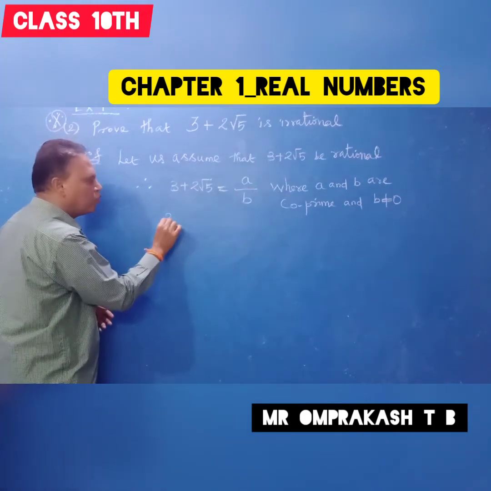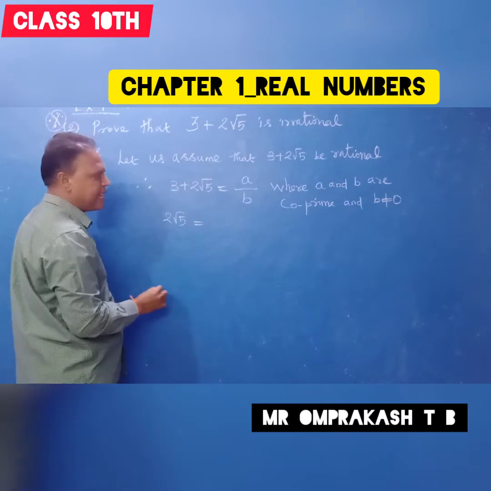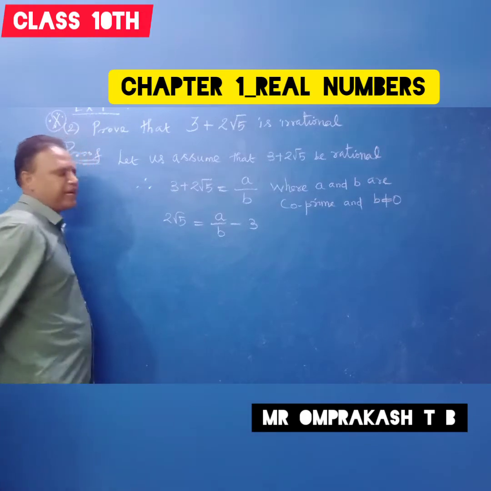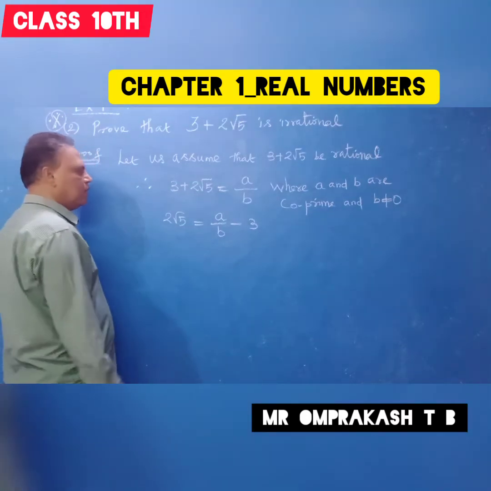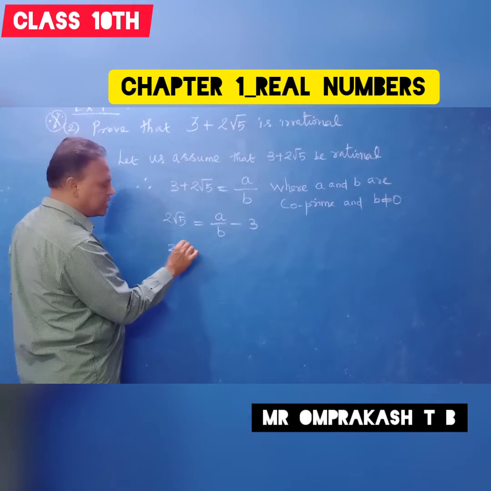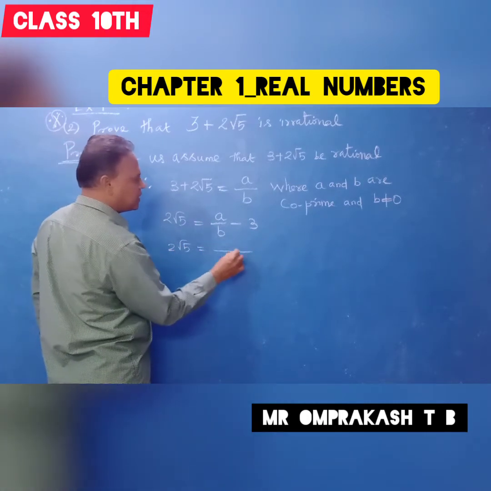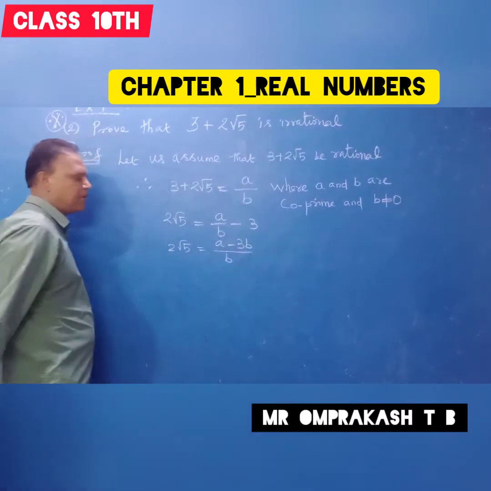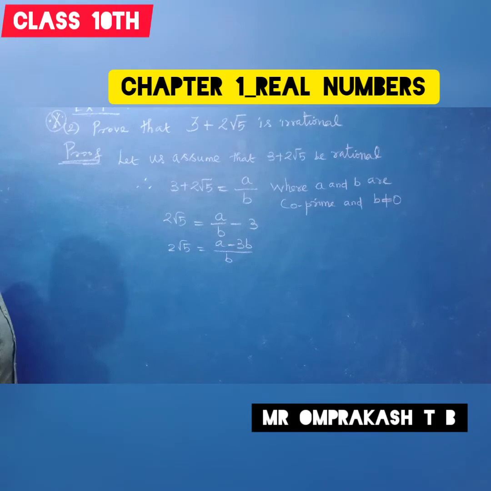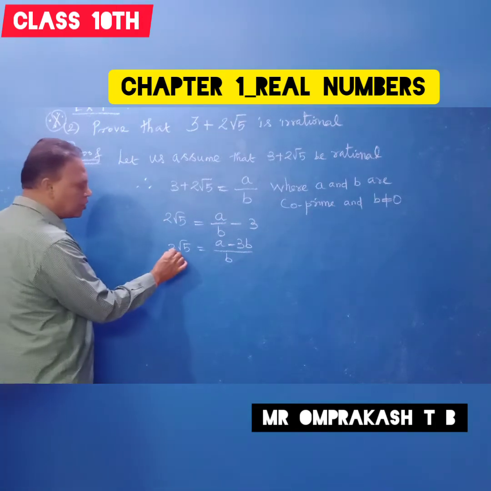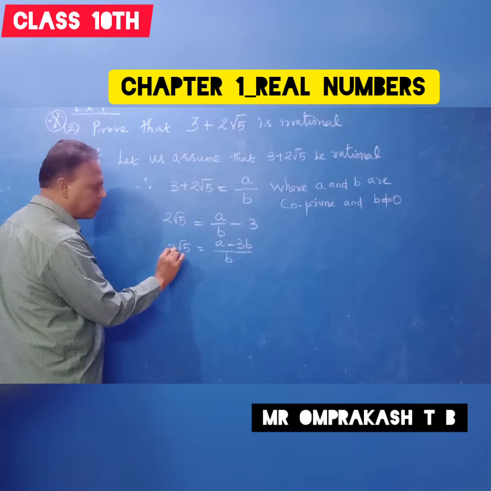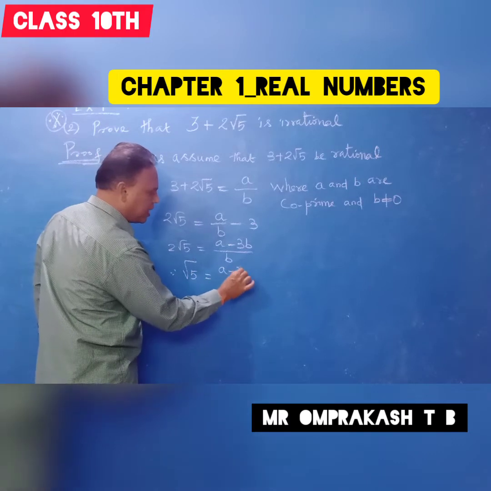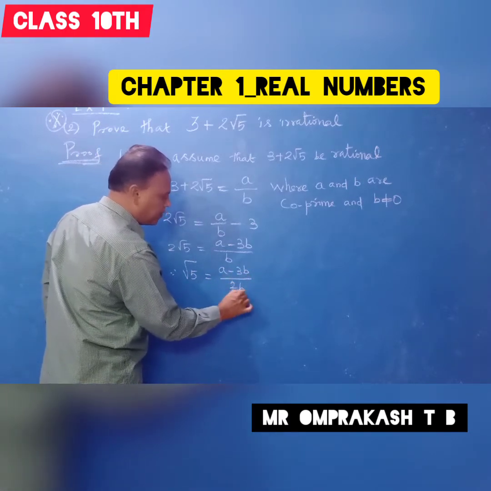That means 2 into root 5. The left hand side is written as it is, a by b minus 3. 3 brought over means minus 3. Clear? Now, in the right hand side, you can take the LCM. b is the LCM, so a minus 3b. Right? Now, this 2 is multiplied, therefore divide by 2 on this side. Therefore, this can be written as root 5 equal to a minus 3b by 2b.